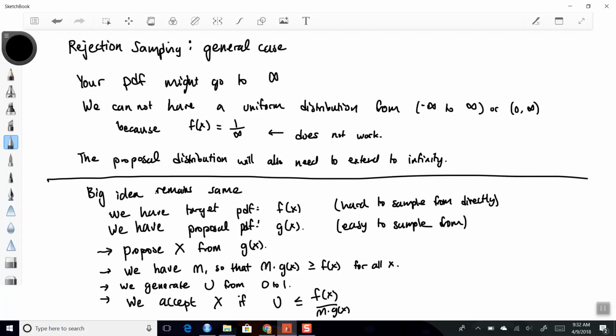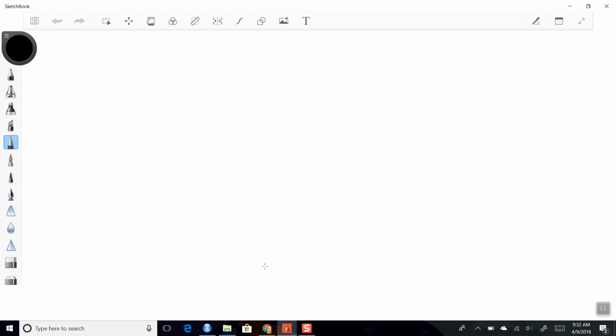So the example I'm going to do is going to be, we're going to try to get values from the normal distribution, except this we're going to call the folded normal distribution. Okay, so our target PDF is going to be the folded normal distribution. Okay, what is the folded normal distribution?